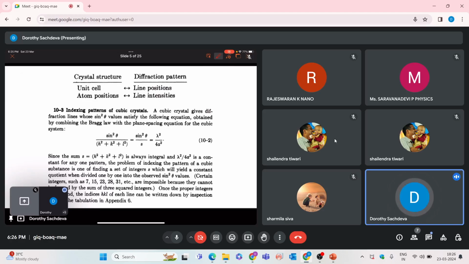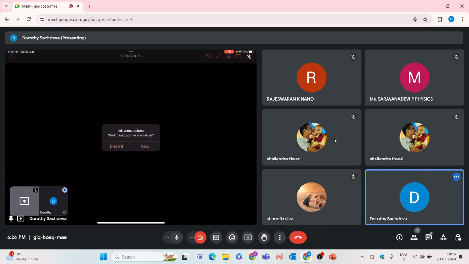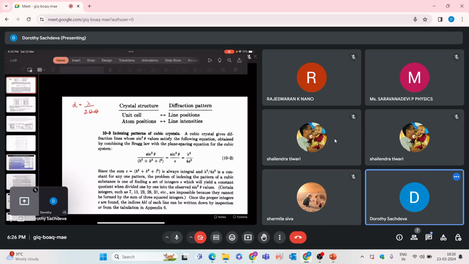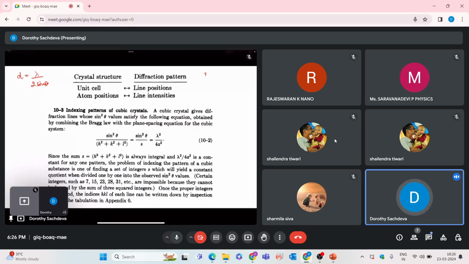Since we all know XRD is used for the crystal structure determination, you all know this Bragg's law where d is equal to lambda divided by 2 sine theta. We simply know Bragg's law as lambda is equal to 2d sine theta. And when we rearrange this, we can get d is equal to lambda divided by 2 sine theta.